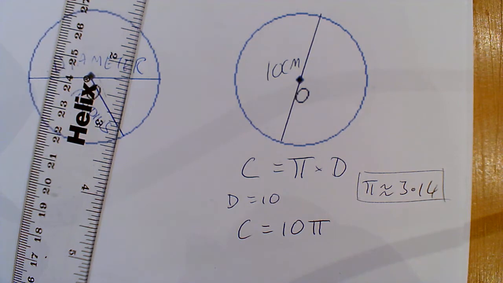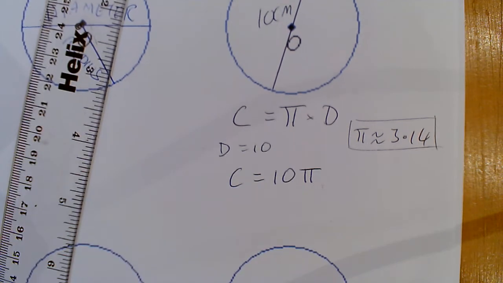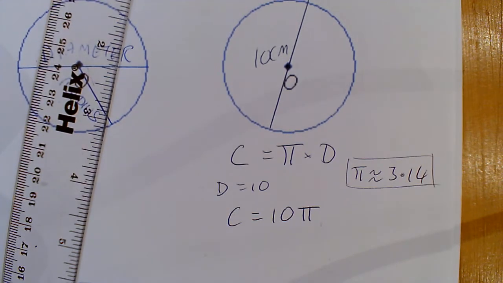or 10 pi. Now the question might ask you to leave your answer in terms of pi. And if it does ask you to leave your answer in terms of pi, that's it, that's the answer. If it asks you to go further and work it out, you're then going to have to work out 10 times pi.